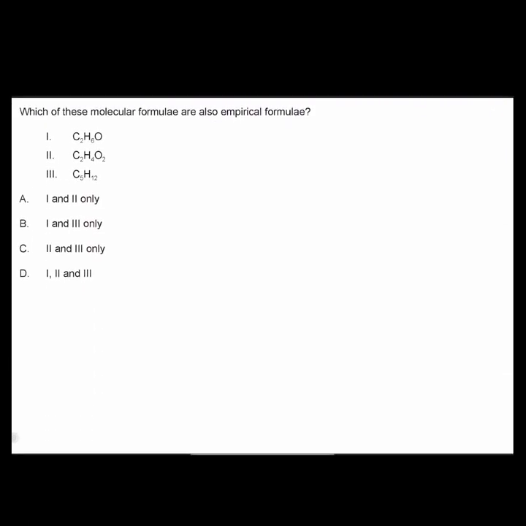Next one. Which of these molecular formulas are also the empirical formula? Here the ratio is 2:6:1, which cannot be simplified further. So in this one, the molecular formula will be equal to the empirical formula. Next one, 2:4:2. It can be simplified to 1:2:1, so the empirical formula will be CH2O. Here the molecular formula and empirical formula are different. C5H12, 5:12, cannot be simplified more. This ratio is in the simplest form. So 1 and 3 would be the answer, so option B again.